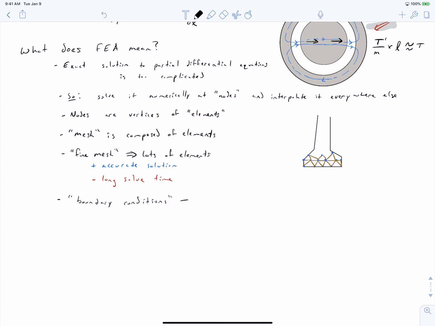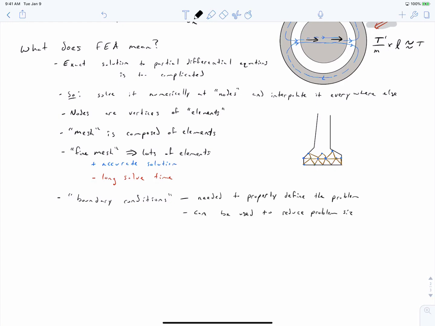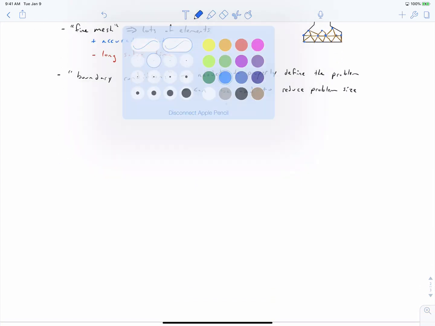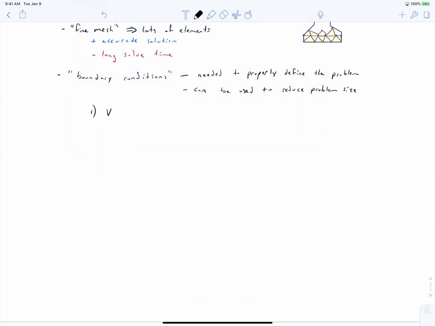And boundary conditions are needed to properly define the problem, and they also can be used to exploit symmetry of a problem in order to reduce the problem size. So there's two fundamental types of boundary conditions that come up. The first is a prescribed value of your vector potential on a surface or a set of nodes. And the second is a derivative of our vector potential along a certain direction. And from these boundary conditions, you can derive other types of boundary conditions that are implemented within FEA tools to make the problem more solvable.